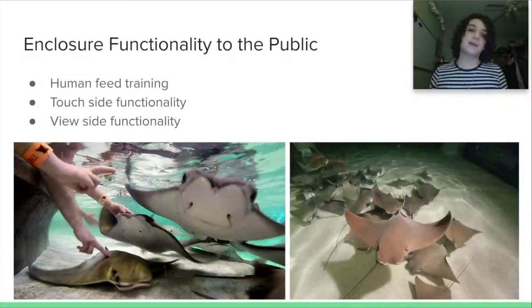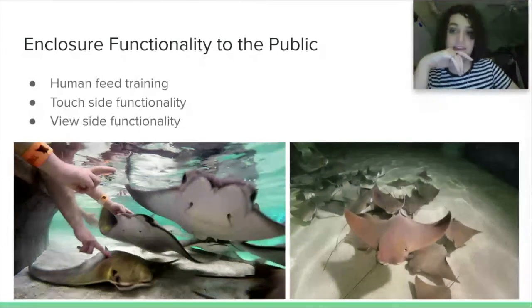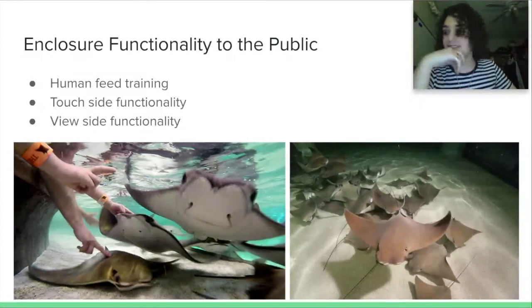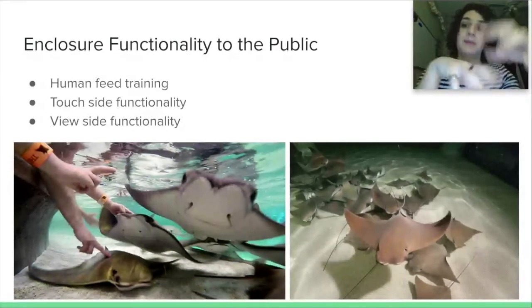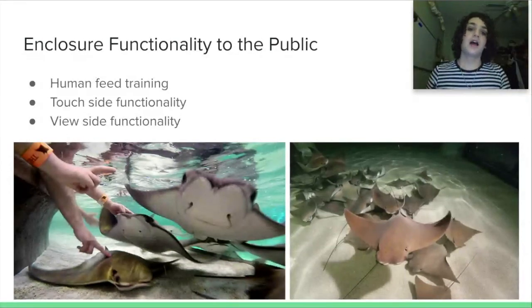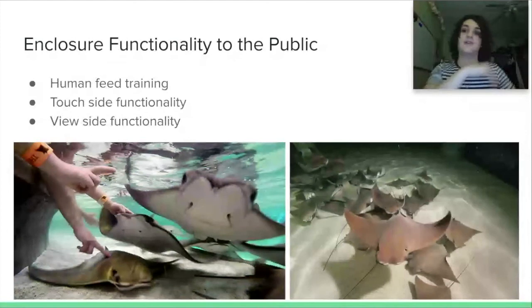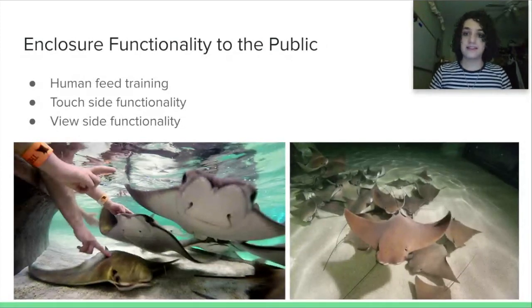On the other side, they will be able to walk down a ramp to view the view side of the tank. They will also probably get an okay view through the eelgrass to see humans touching the rays. And I think that'll be very exciting for them. So they will be in the same room, but they can flow around independently. So that is how the tank is going to function.